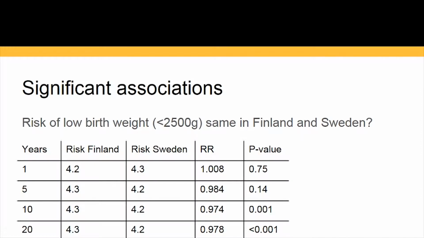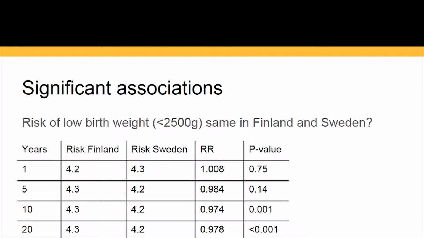Okay, like I said, we start out by looking at significant associations. This table shows the risk of having a child with low birth weight, which is defined as below 2.5 kilos. We want to know if the risks are the same in Finland and Sweden. The first row shows the risk in each country for 1 year. The next is the risk in a 5-year period, then 10 years, 20 years, and 40 years. And by the way, I simulated the data, but the real data would look a lot like this, probably.